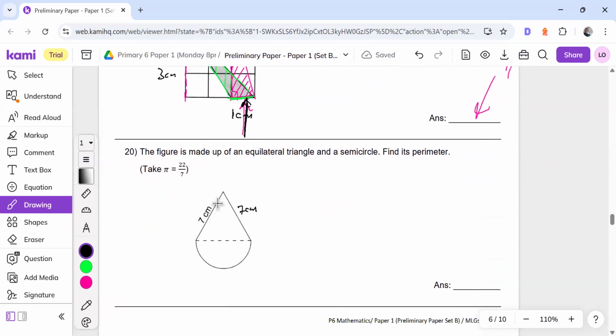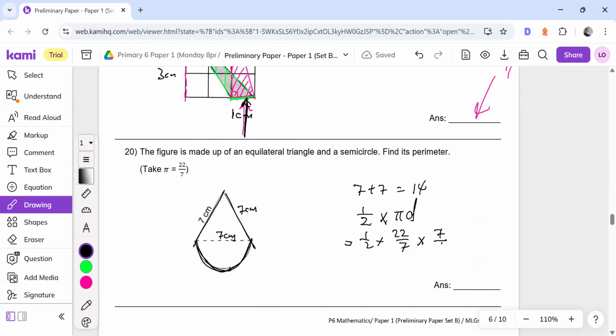Okay, next one. Question 20, what's the perimeter? To find the perimeter, you must add the straight lines, which is 7 plus 7, and then you must find the circumference also. And this is a semicircle. Put the half in front and the pi d. Always write the formula first. Put the fraction in front to show a semicircle. Then half times pi. And what's the diameter? It's an equilateral triangle, so the dotted line is also 7.